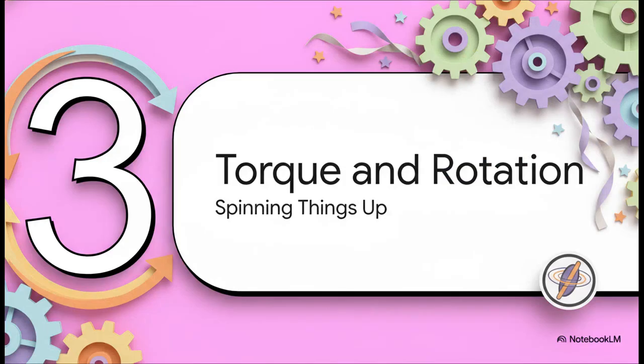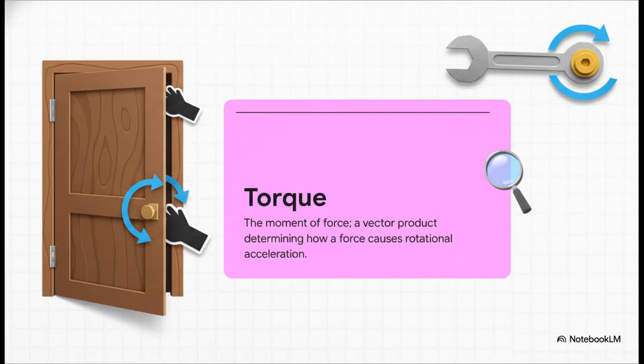All right, Section 3, torque and rotation. Spinning things up. Now that we have the center of mass securely defined, we have to talk about what actually causes a rigid body to spin in the first place. If you've ever tried to open a heavy door by pushing right near the hinges instead of the handle, you've experienced torque firsthand. It is incredibly difficult, right? And that's because torque isn't just about how hard you push. It's about exactly where and at what angle you apply that force relative to the axis of rotation.